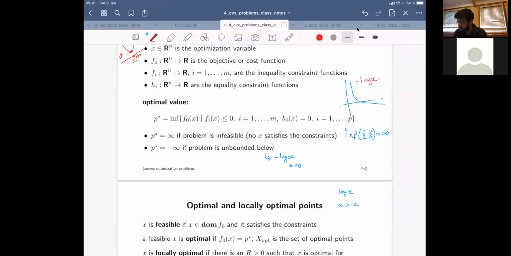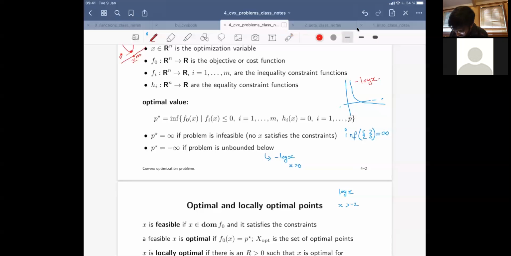So if you minimize this, what will happen? What is the minimum value? This is decreasing like this, right? As you keep moving to the right side, meaning higher values of x, you will get smaller values of the function. So the problem is unbounded below. In that case, our optimum value will be minus infinity.